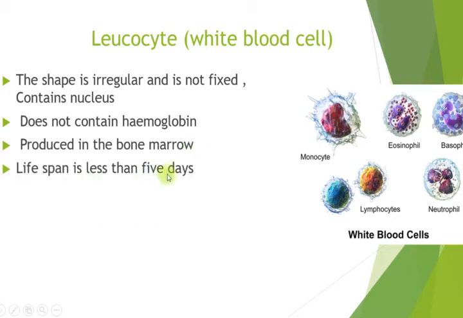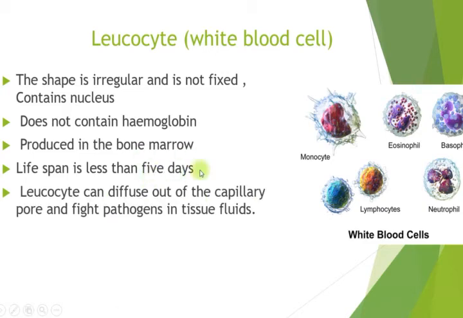Lifespan is less than 5 days. After 5 days, it will be destroyed in the liver. Leukocytes can diffuse out of the capillary pores and fight pathogens in tissue fluids. So the special characteristic of the leukocyte is that it can squeeze out from the capillary wall, and then it will enter into the tissue fluid.